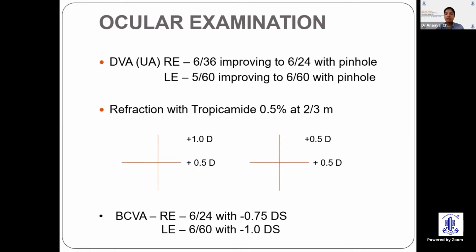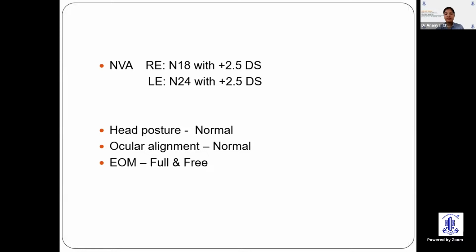Now coming to the left eye, distant visual acuity unaided of the left eye was 5/60, improving to 6/60 with pinhole. Refraction with tropicamide 0.5% at 2/3 meter distance showed plus 0.5 diopter in both vertical and horizontal axis. Best corrected visual acuity in the left eye was 6/60 with minus 1 diopter sphere. Near visual acuity in right and left eye was N18 and N24 with plus 2.5 diopter sphere. Head posture and ocular alignment was normal. Extraocular movement was free and full in all gazes.